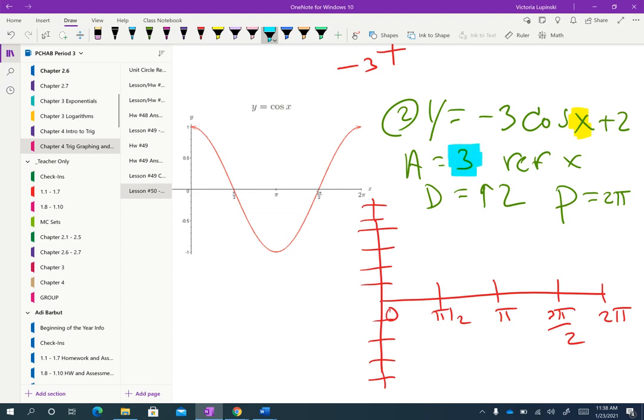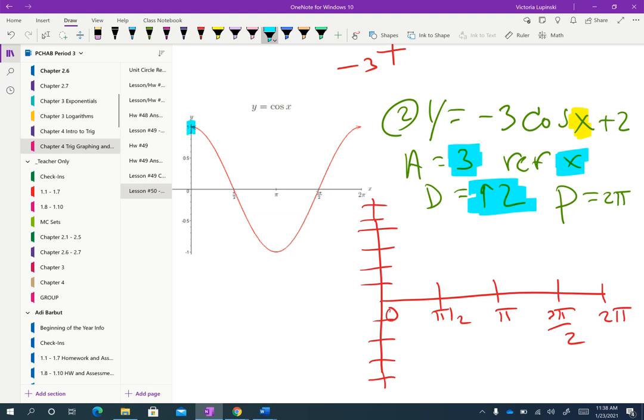You're increasing the amplitude by 3. You're reflecting it over the x-axis, which means changing the sign from positive to negative or from negative to positive. And then you're adding 2. And again, that's because you have to do the vertical translations last. You always do the d last.